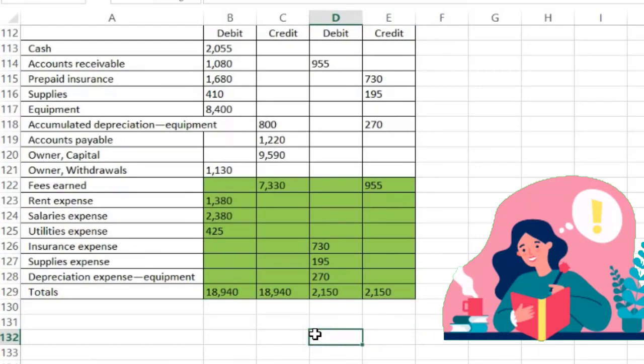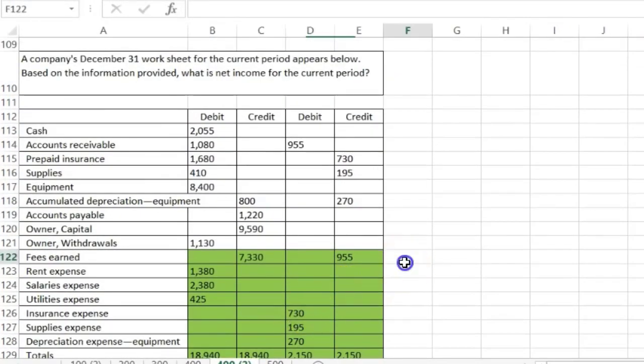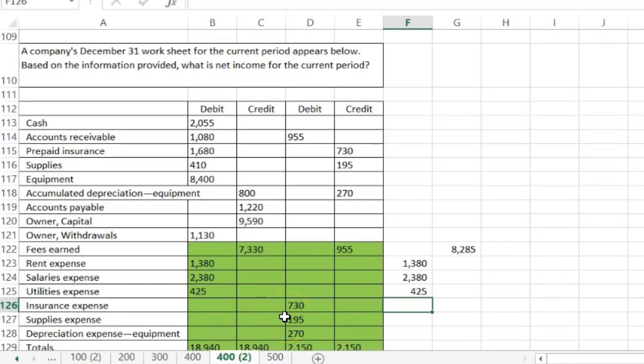And what we're going to have to do is add these two up. And we could just make another column. We could pull it over here and say, what's going to be fees earned, that's income, that's revenue. We had a credit, and then we have an adjustment of a credit. So that's going to be this 7330 plus 955, which is going to be the 8285. And then we've got the rent expense, no adjustments. So that's just the 1380. Salaries, 2380. Utilities, 425. Insurance was zero, and then we made an adjustment of 730. So 730 here. And then we have insurance was zero, we made an adjustment of 195. And then depreciation was zero. We made an adjustment of 270.